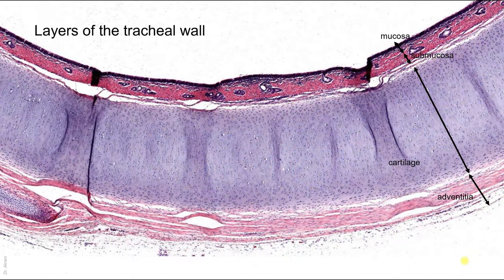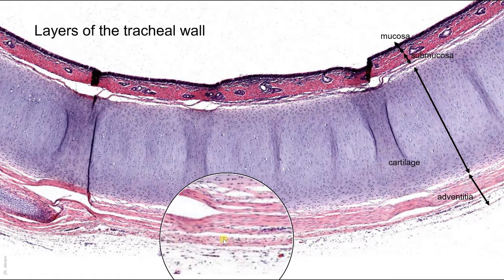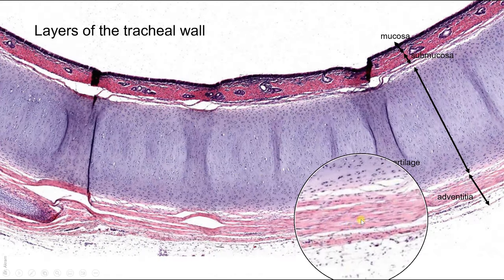This is another section showing the layers of the tracheal wall. You can see here that the mucosa consists of epithelium lying on lamina propria, and then there is a submucosa containing the glands. You can see the ducts open on the surface of the mucosa, and then there is the cartilage, and then the adventitia. Look at this section from the posterior part of the trachea. You can see that these fibers are smooth muscle fibers, the trachealis muscle.